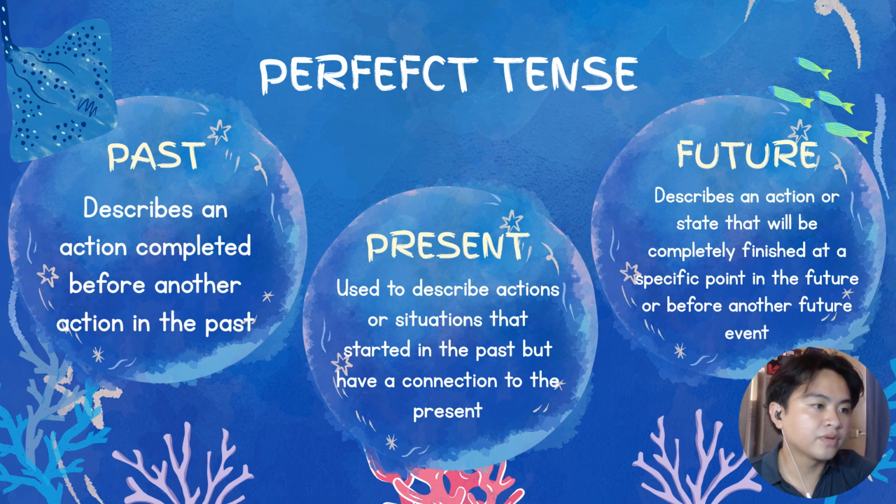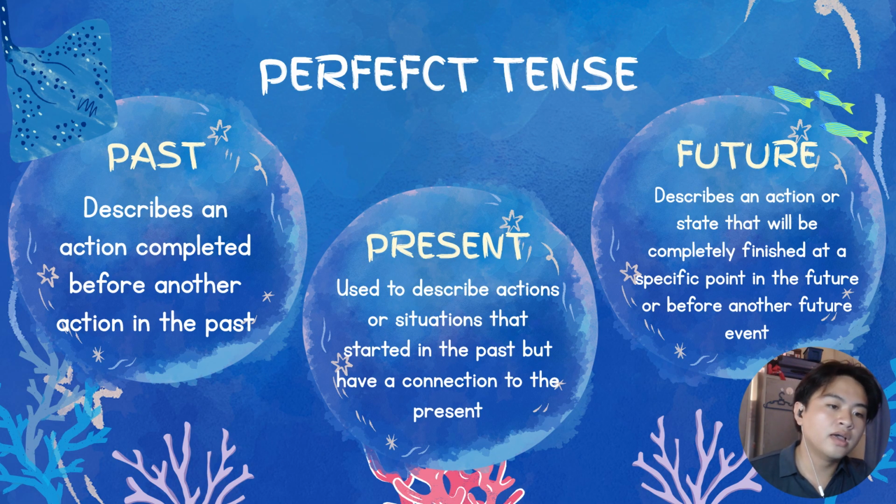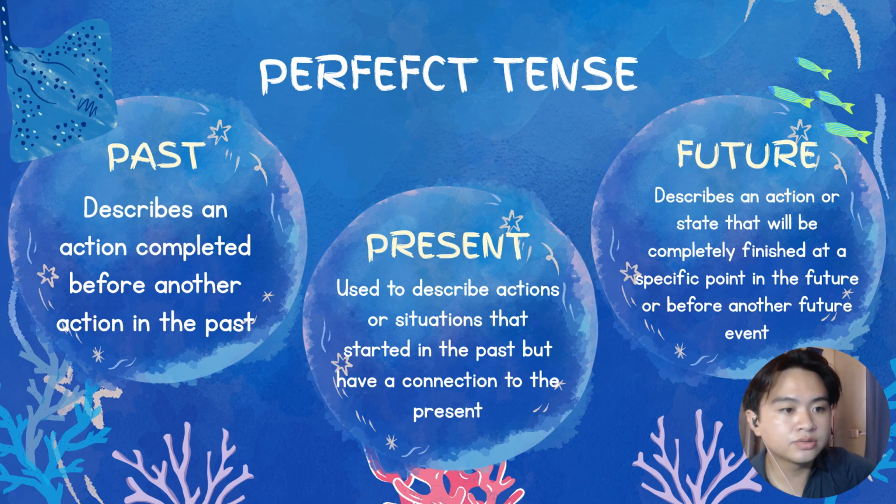For the past perfect tense, it is used to describe an action completed before another action in the past. For the present perfect tense, it is used to describe actions or situations that started in the past but have a connection to the present. And finally, for the future perfect tense, it is used to describe an action or state that will be completely finished at a specific point in the future or before another future event.